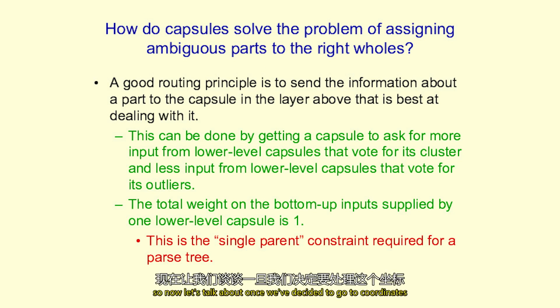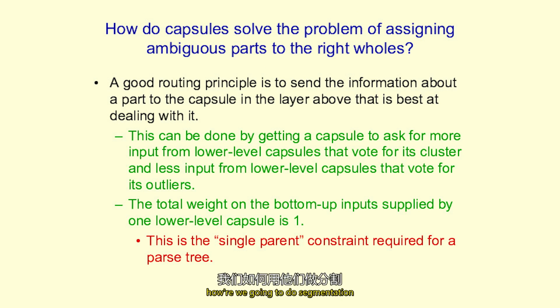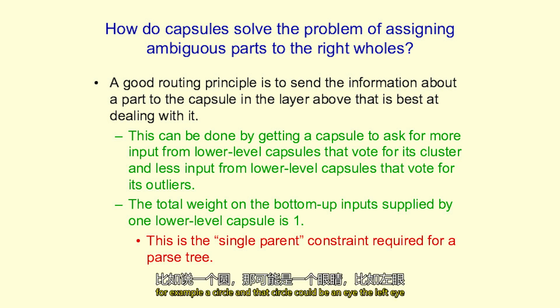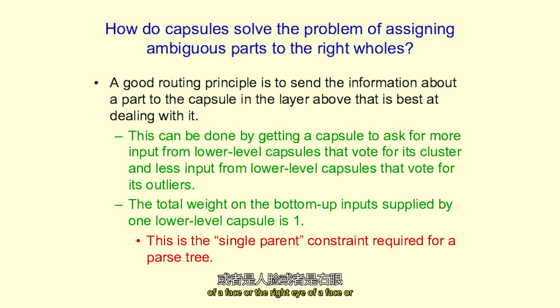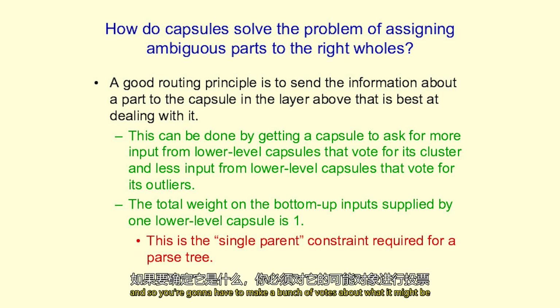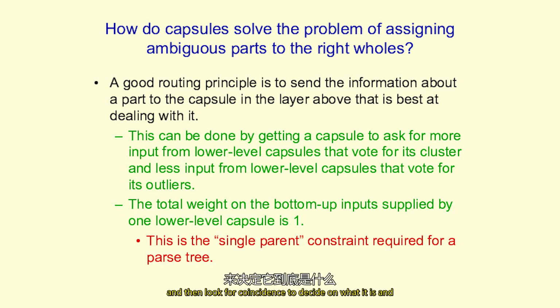So now, once we've decided to go to coordinates, let's talk about how we're going to do segmentation. If you find a bunch of parts, you might find a part that's, for example, a circle. And that circle could be the left eye or the right eye of a face, or it could be the front wheel or the back wheel of a car. You don't know for sure what it is, so you're going to have to make a bunch of votes about what it might be and then look for coincidence to decide on what it is.